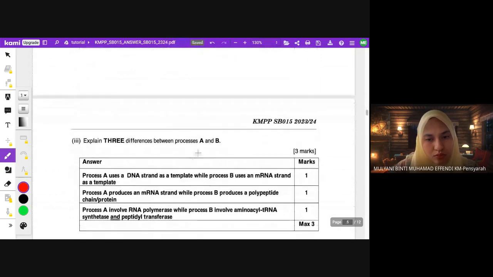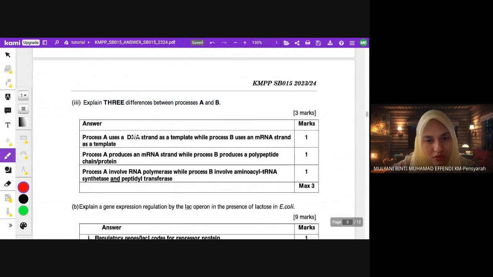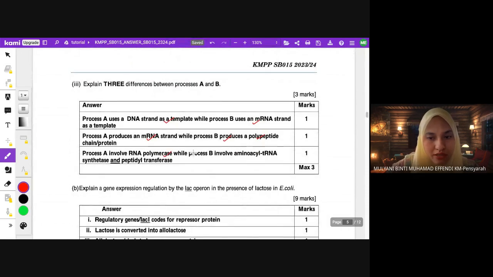Three differences between process A and B. So process A uses DNA strand as a template while process B uses mRNA strand as a template. Okay. Process A produces mRNA and process B produces polypeptide chain. Ini saya rasa simple sahaja. Process A involves RNA polymerase, manakala process B involves aminoacyl tRNA synthetase dan juga peptidyl transferase. So ini take note pada dua enzim inilah.